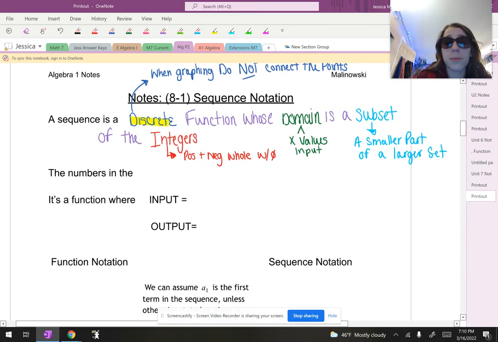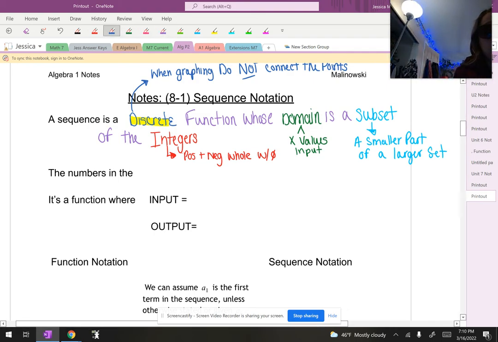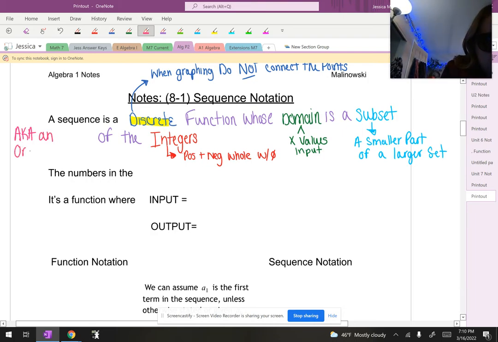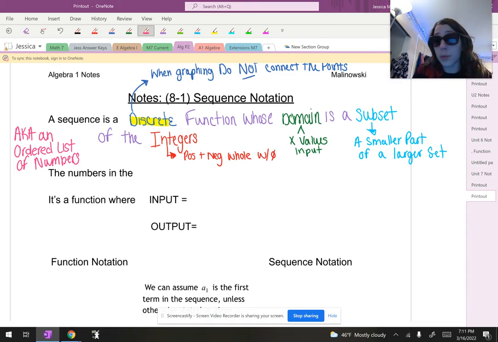Okay, so a sequence. A sequence is a subset, a smaller part of a larger set, which basically just comes down to the fact that a sequence is, I have not used pink yet, a sequence is really just, AKA, an ordered list of numbers. An ordered list of numbers. Boom. So like 1, 2, 3, 4, 5, 6. That's an ordered list of numbers. That's all a sequence is.